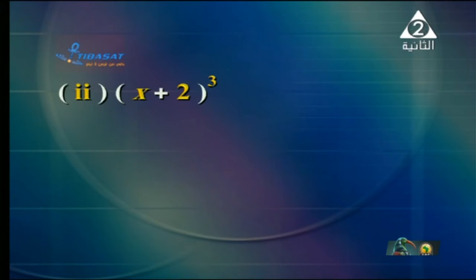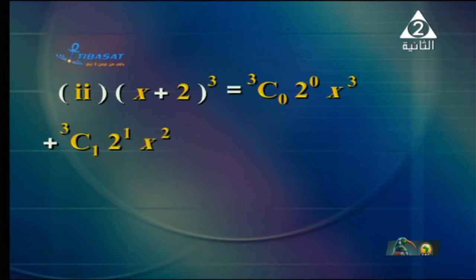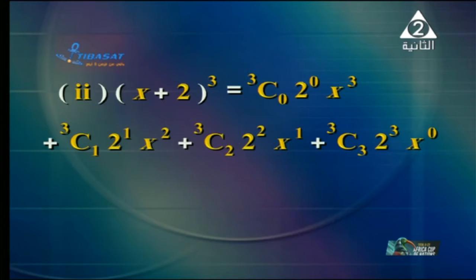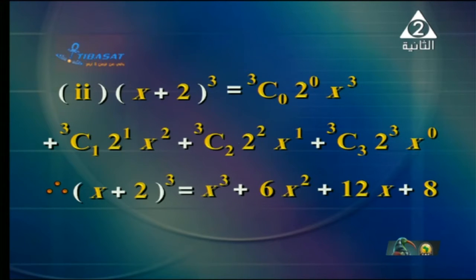(x plus 2) for all power 3 by using the binomial theorem: 3C0 2 power 0 x power 3, plus 3C1 2 power 1 x power 2, plus 3C2 2 power 2 x power 1, plus 3C3 2 power 3 x power 0. It has 4 terms. Then (x plus 2) for all power 3 equals x power 3 plus 6x power 2 plus 12x plus 8.